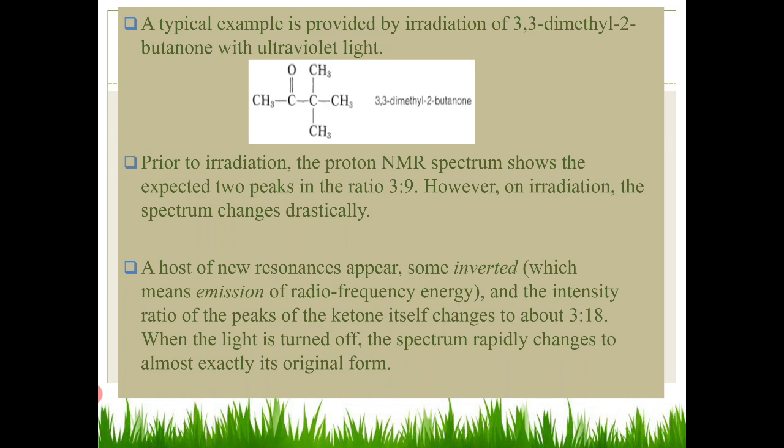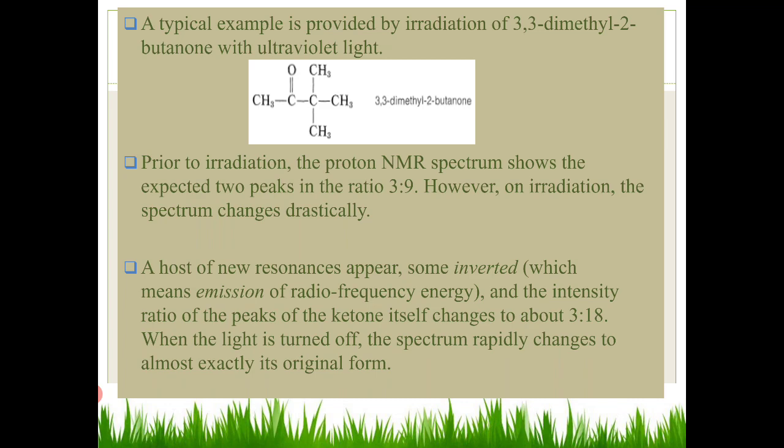A host of new resonances appear, some inverted, which means the emission of radio frequency energy. So inverted is a terminology used in NMR spectroscopy. Inverted means it is associated with the emission of radio frequency. And what is going to happen? The intensity was 3:9 before. The ratio of the peak of the ketone itself changes to 3:18. Once the irradiation happens, from 3:9 it will be changing to 3:18.